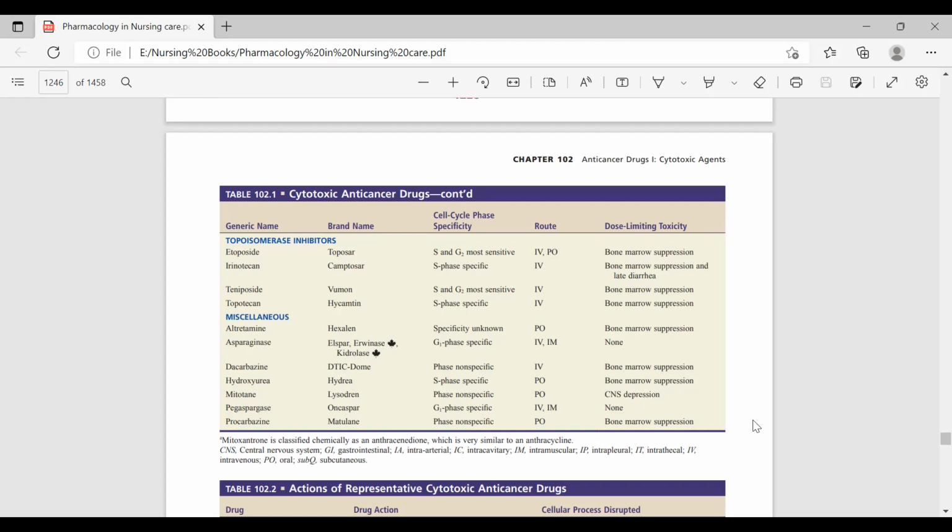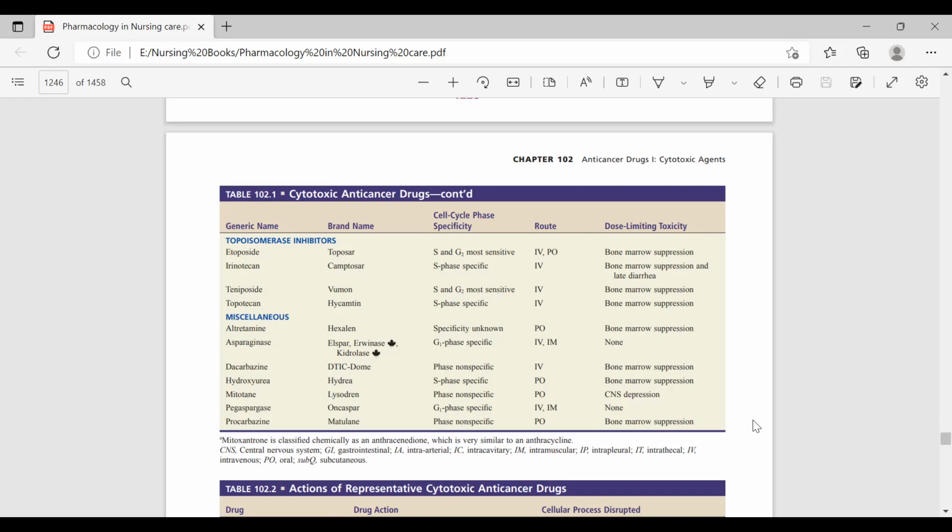And these are available in IV form, except etoposide, which is also available in per oral. And the dose limiting toxicity again is bone marrow suppression, while in irinotecan late diarrhea is also observed. The miscellaneous agents include altretamine, asparaginase, dacarbazine, hydroxyurea, mitotane, pegaspargase and procarbazine. The specificity in case of altretamine is unknown. It is available in per oral.